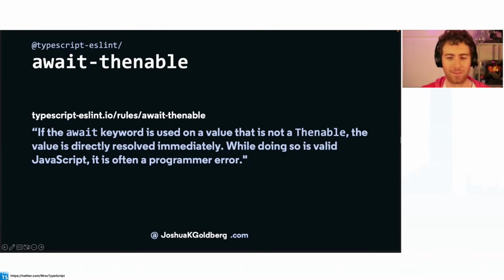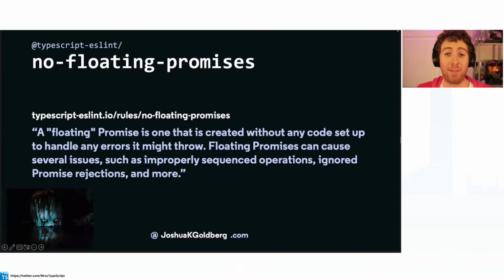The second rule that I'm going to demo today is my favorite, no floating promises. A floating promise is one that is created without any code to handle any errors it might throw. Floating promises can cause several issues, such as improperly sequenced operations, ignored promise rejections, and more. In other words, you create a promise and then it floats off into the distance.